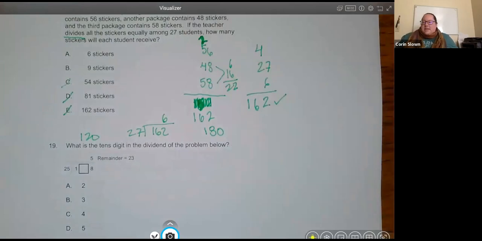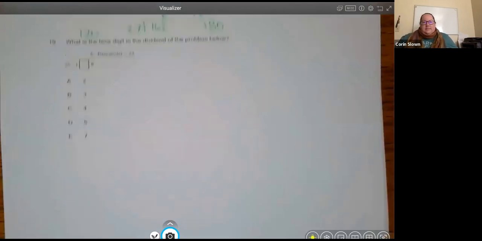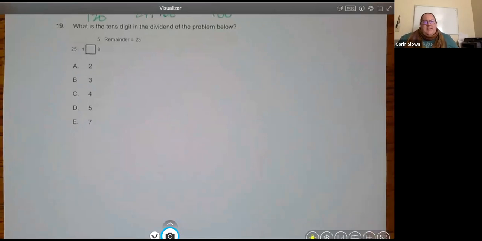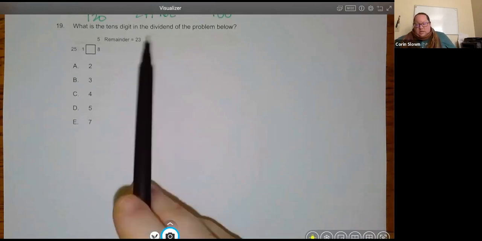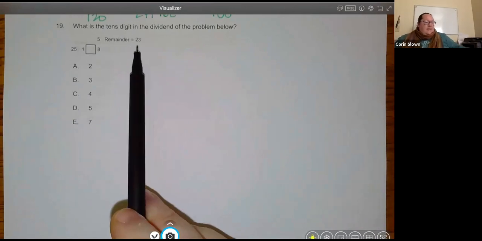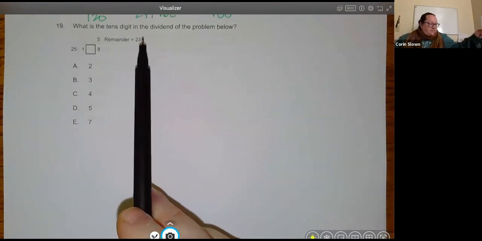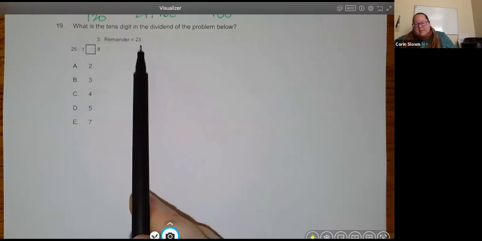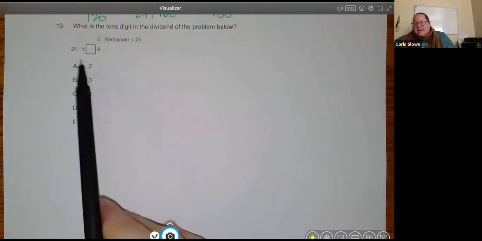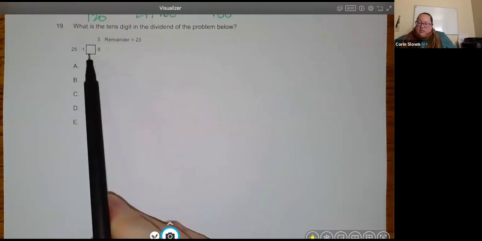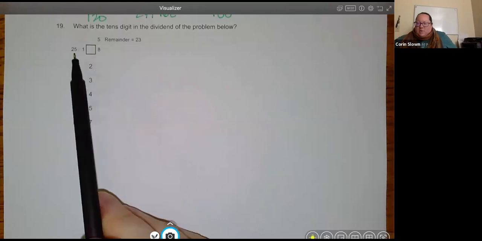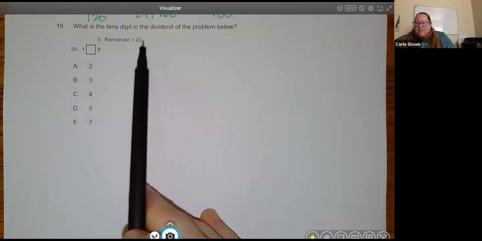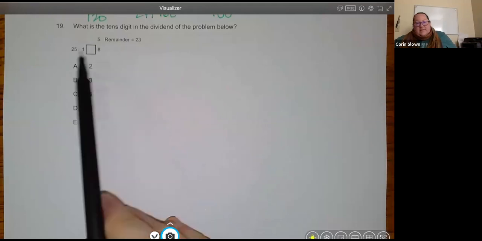Okay. Let's take a look at number 19. What is the tens digit in the dividend of the problem below? Okay. So they're asking us to figure out, if we have a remainder of 23, we have to figure out the tens. So a good way to think about this is I'm figuring out what it is that I'm dividing by 25, that when I multiply, gives me a remainder. So 5 times 25.